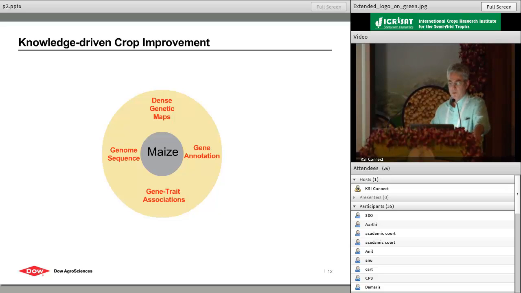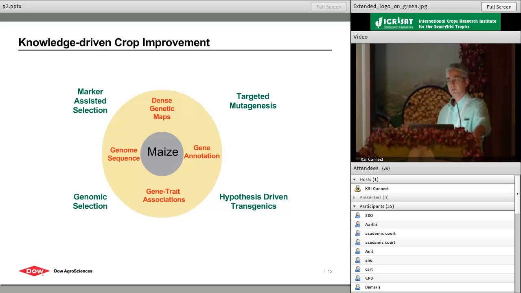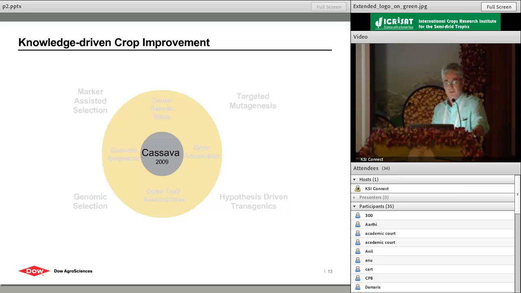And this has enabled applications to use those data. Applications on the right are more in the biotechnology realm, and breeding applications on the left. But if we're honest with ourselves about where cassava was about 4 or 5 years ago, this is where we were. We had essentially zero data resources for cassava. There was not even a genetic map that had a linkage group number that was close to the number of chromosomes. The densest genetic map had a few hundred markers on there. And so we were really starting from scratch.